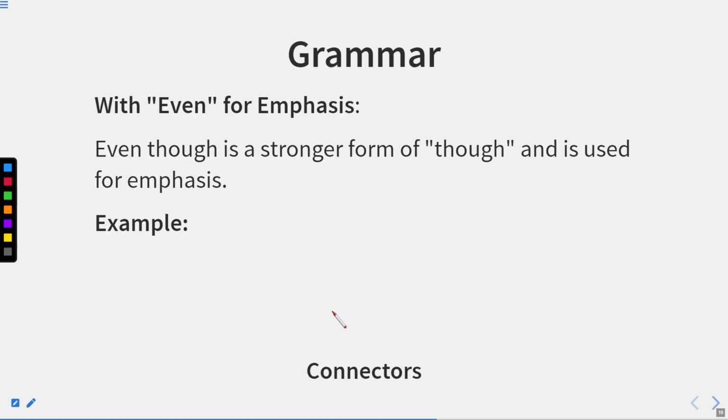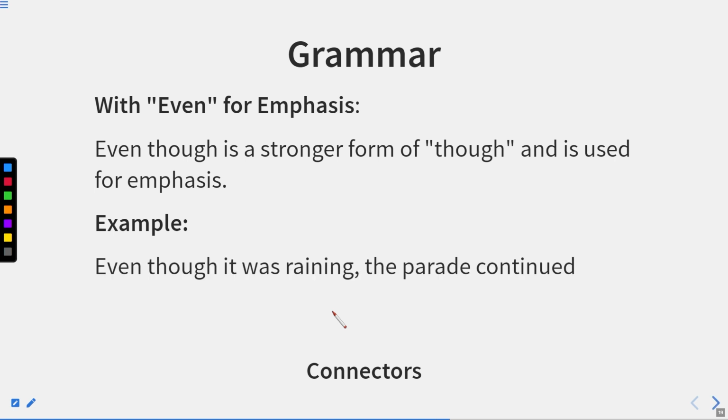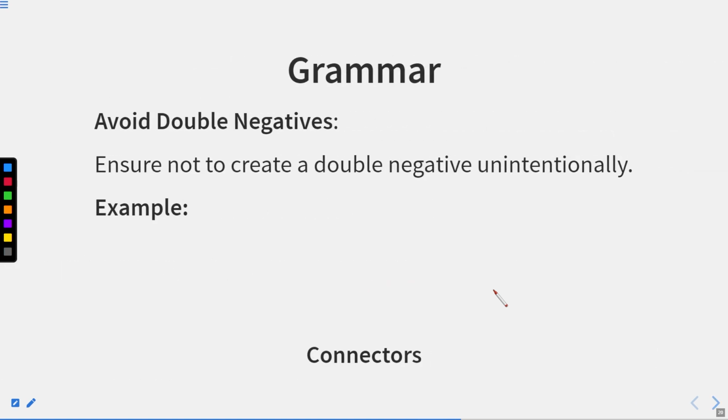When used for emphasis, even though is a stronger form of though. For example, even though it was raining, the parade continued. Even though is showing the stronger point of though, that though it was raining, it did not affect. In fact, the parade continued. Another point: avoid double negatives.